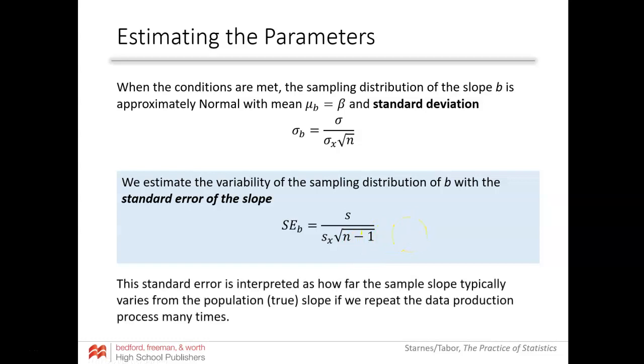The standard error is interpreted as how far the sample slope typically varies from the population slope if we repeat the data production process many times. Or sorry, not interrupted. Oh my gosh, interpreted. Hello, I need help interpreting.